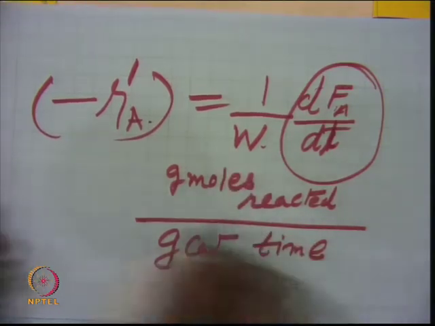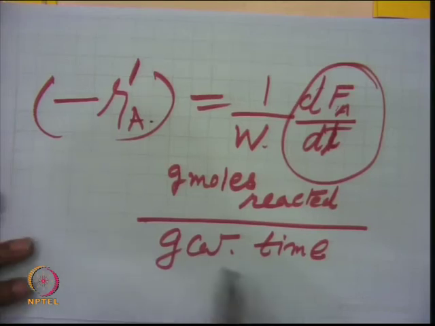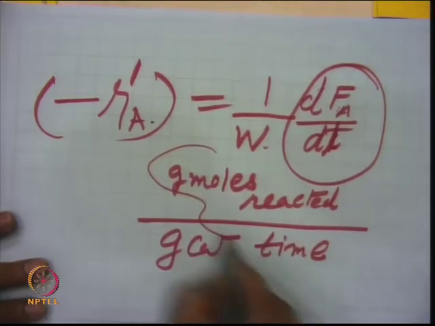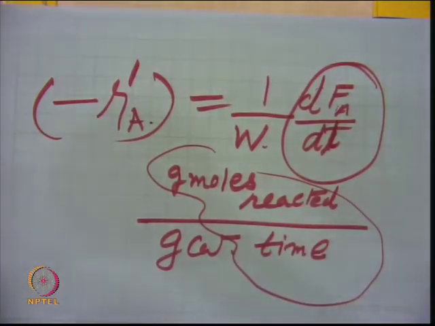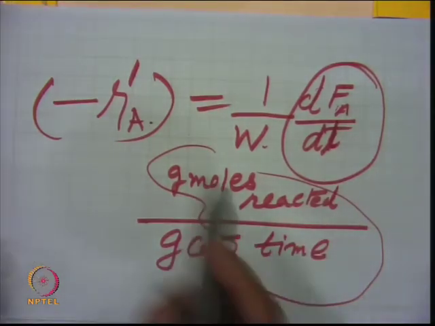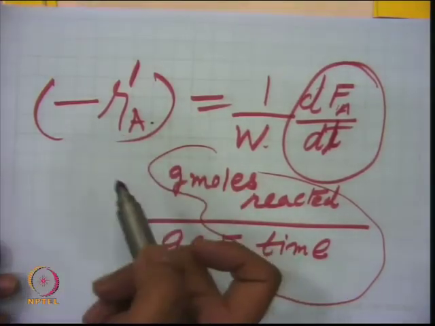It is per gram catalyst per unit time. So, basically this will depend on what the feed rate per unit time is, which I have written here, and per gram of catalyst, right. So, in this case, this is just minus R A, the disappearance of A, right.